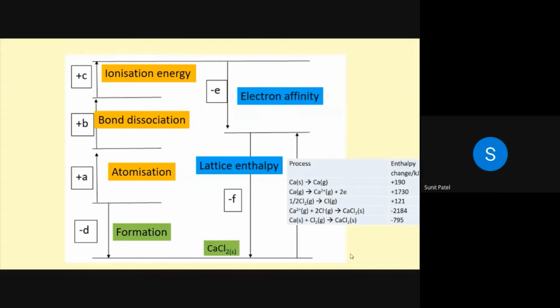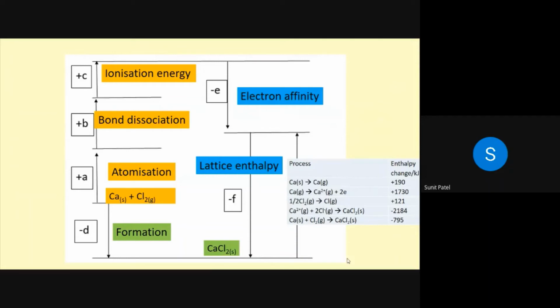If you're a bit more confident now, pause the video, have a go yourself. Right, so let's go ahead and put the things in. Remember, we're forming calcium chloride, CaCl2, and that comes from obviously elements in their standard states. That's calcium and chlorine. So calcium solid, chlorine gas. There we go. Now let's have a look at the indirect route according to Hess.